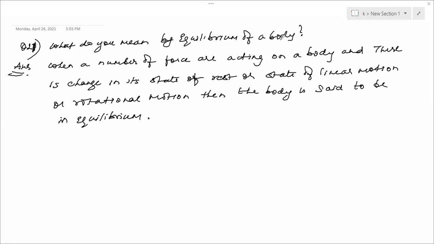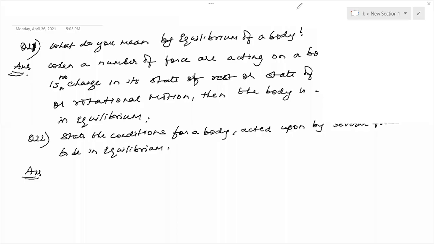See, when a number of forces are acting on a body and there is no change in its state of rest or state of linear motion or rotational motion, then the body is said to be in equilibrium. Got it? Please understand this. When a number of forces are acting, you will see the forces are acting, but still there is no change in the state of rest. The body is at rest, it tends to remain at rest, or in a state of linear motion along a straight line, or a rotational motion. Then the body is said to be in equilibrium.